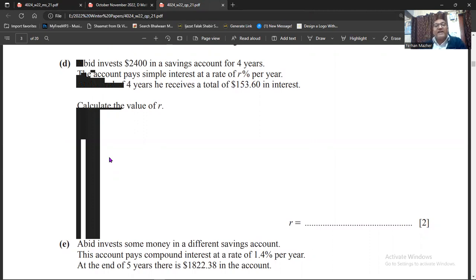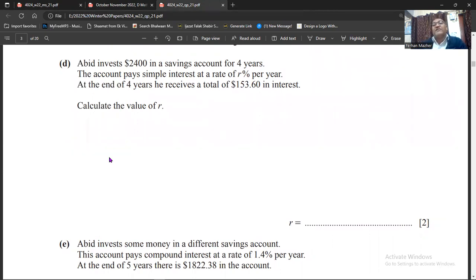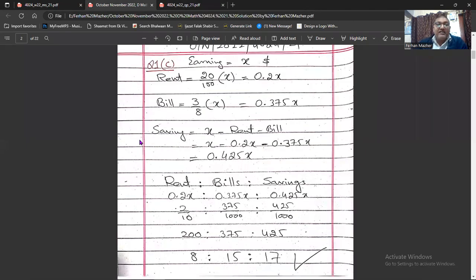The account pays simple interest at a rate of R% per year. At the end of 4 years, he receives a total of $153.60 in interest. So the value of the interest is $153.60. Calculate the value of R. You know the I is equal to PRT by 100.